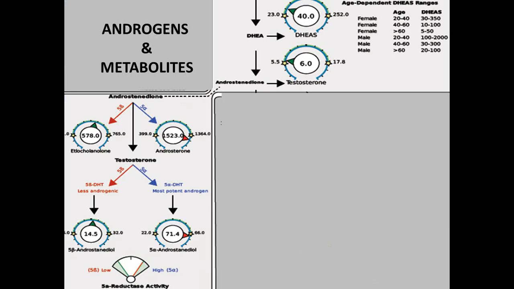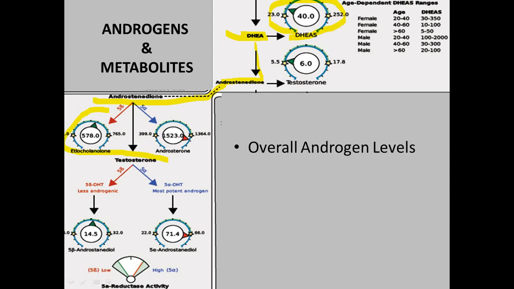As we look at the androgens, it's a pretty expansive panel for the androgens. So we want to look at overall androgen levels. For DHEA levels, which are made by the adrenal glands mostly, we can see DHEAS, and then we can see its downstream metabolites here. These are the two most abundant androgens.